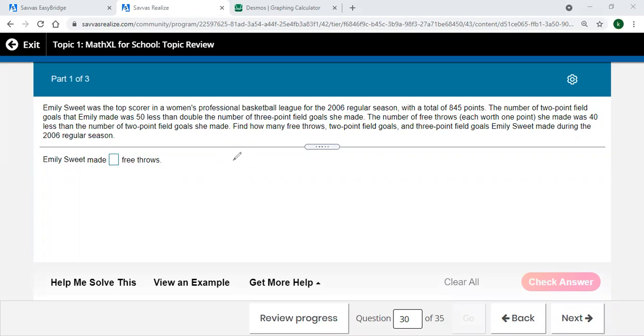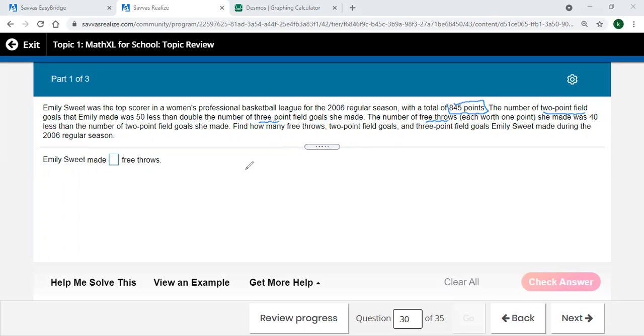So we have Emily Sweet, and in her 2000 regular season, she scored this many points. She had some 2 points from the field, and she had some 3 points, and she had some free throws. And we're supposed to figure out how many of each based on the clues they give us here.